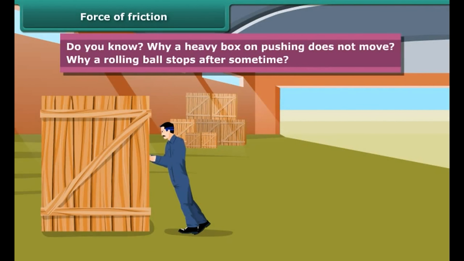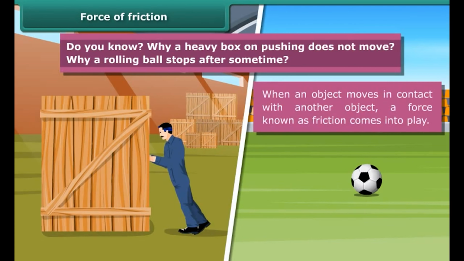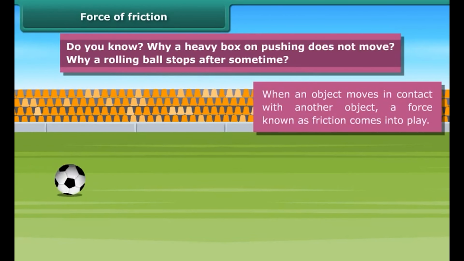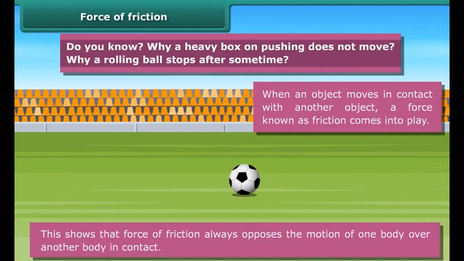Force of friction. Do you know why a heavy box on pushing does not move? Why a rolling ball stops after some time? When an object moves in contact with another object, a force known as friction comes into play. Note that the force of friction always acts on all objects and its direction is always opposite to the direction of motion. The moving object in the animation gradually slows down and ultimately stops due to the force of friction. This shows that force of friction always opposes the motion of one body over another body in contact.